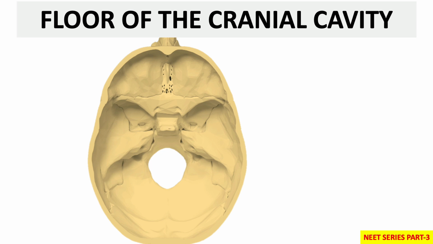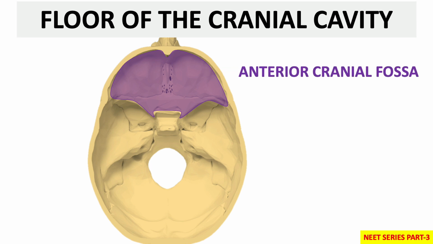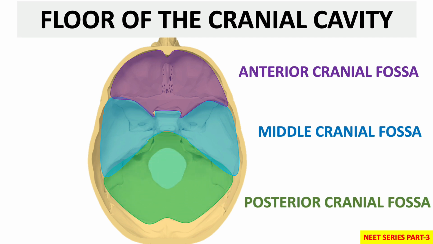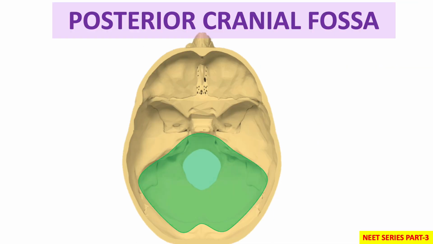So as we all know, the floor of the cranial cavity is divided into three depressions. First one is the anterior cranial fossa, then we have the middle cranial fossa, and the last one is the posterior cranial fossa. Each fossa accommodates a different part of the brain. The anterior and the middle cranial fossa were already discussed. In this video, we will discuss the posterior cranial fossa.